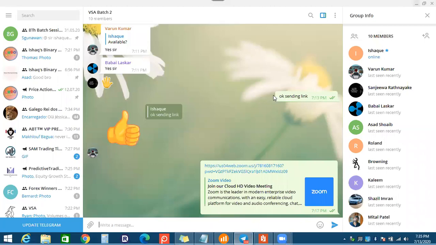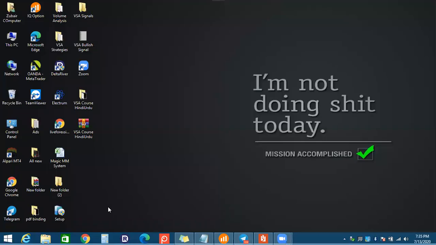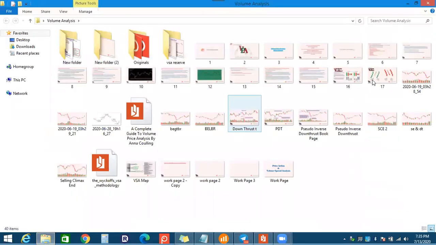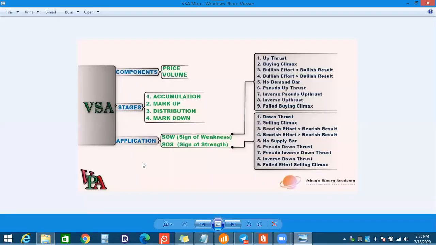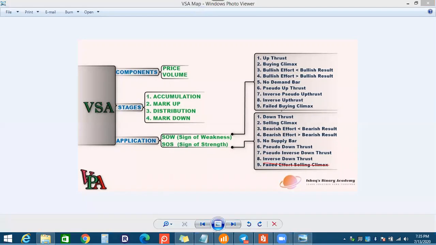Okay, so the signals from the VSS are completed. All signals are completed, and we must review all the signals once again in the chart. All signals are completed. Only the failed buying climax and failed effort selling climax remain. I don't know if it is covered or not. I think it's remaining. Okay, I will teach you later, but now we must review all the signals once again.